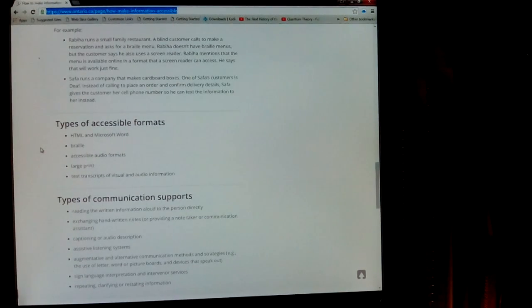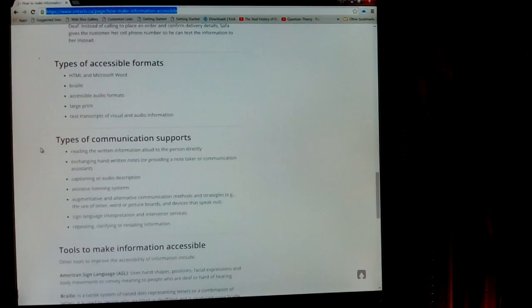Safa runs a company that makes cardboard boxes. One of Safa's customers is deaf. Instead of calling to place an order and confirm delivery details, Safa gives the customer her cell phone number so he can text the information to her instead.